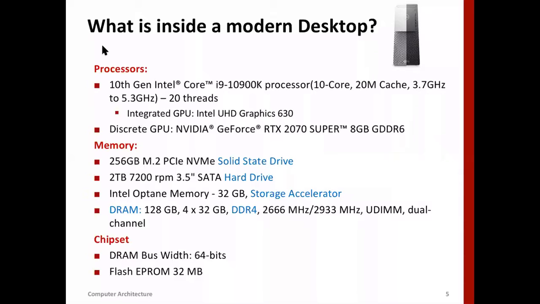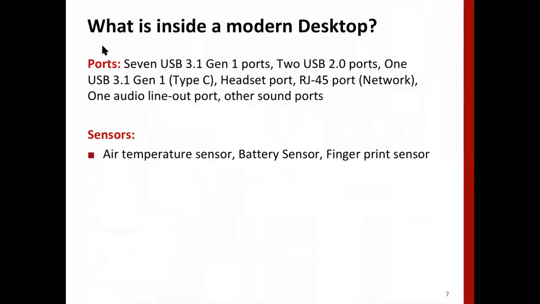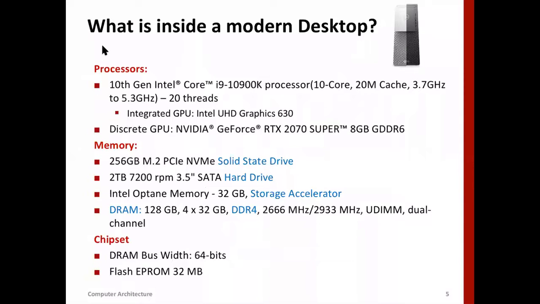All right. So it obviously has a processor, memory, and a bus, and it will have network, some ports for doing IO, and some sensors. These are the main components. The processor in this desktop is a 10th generation Intel Core i9-10900K, with 10 cores and 20 MB cache. The clock varies between 3.7 gigahertz and 5.3 gigahertz, and it has 20 threads.